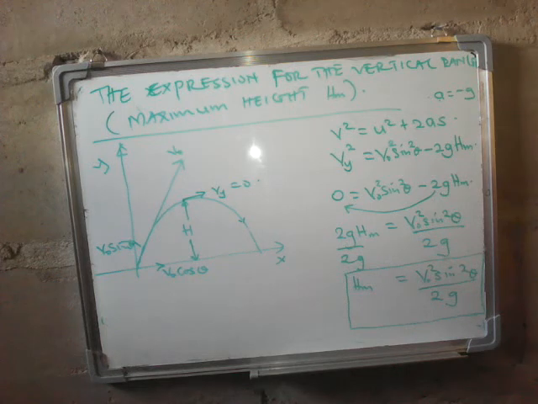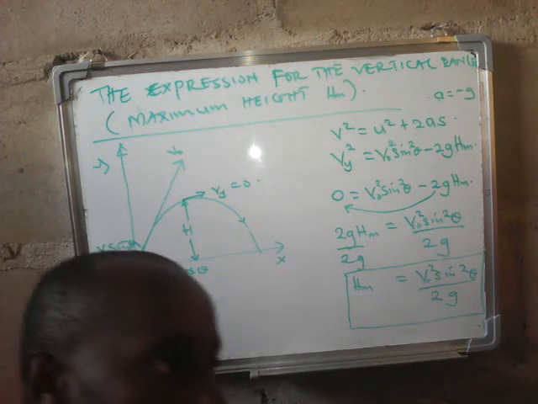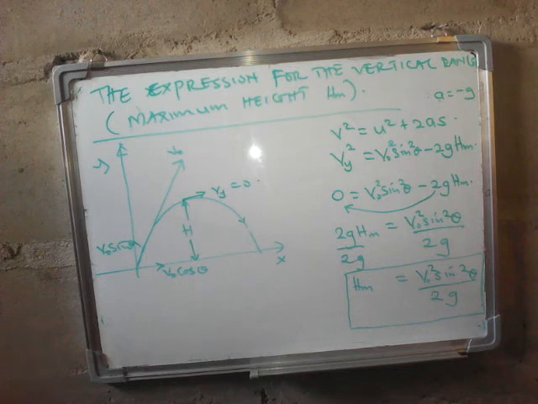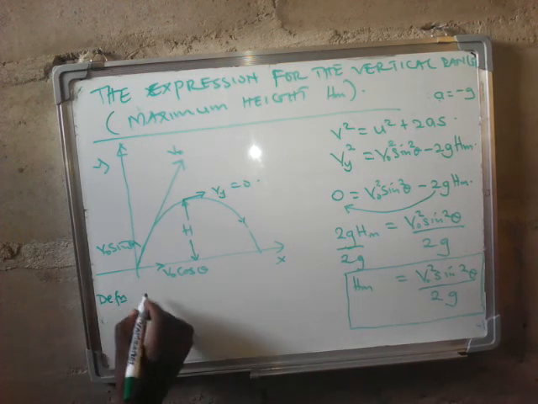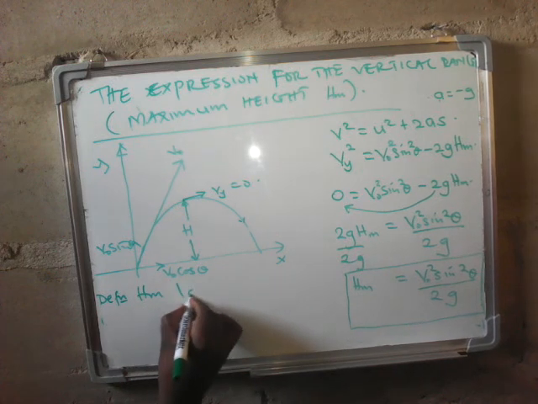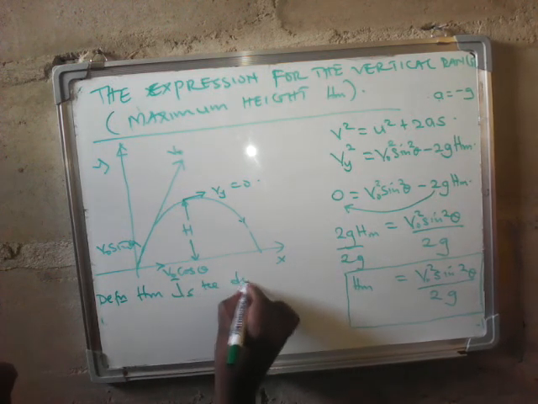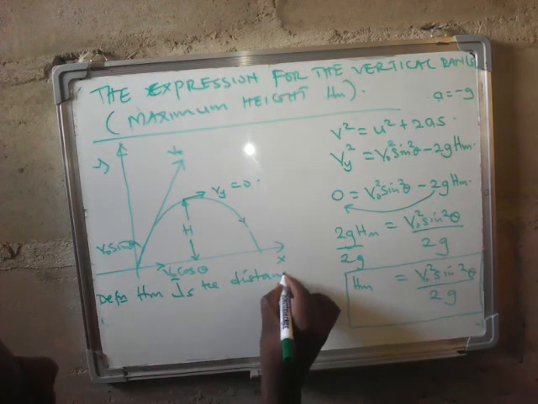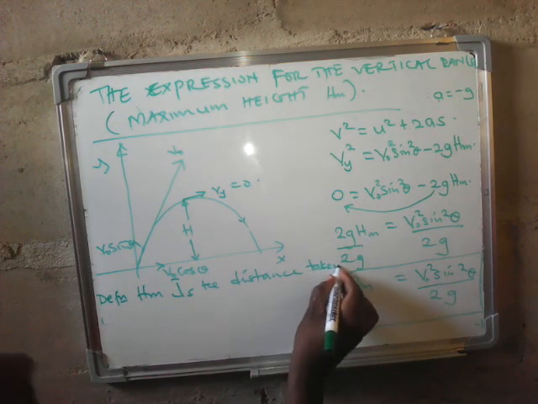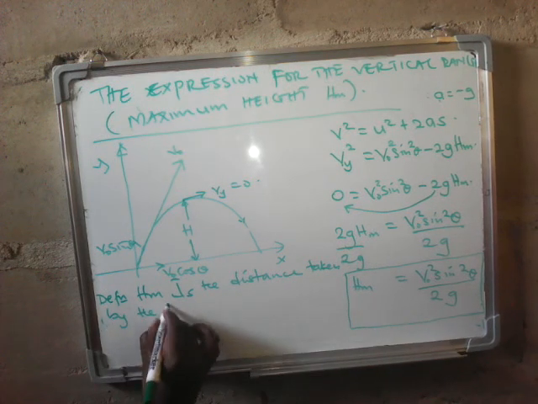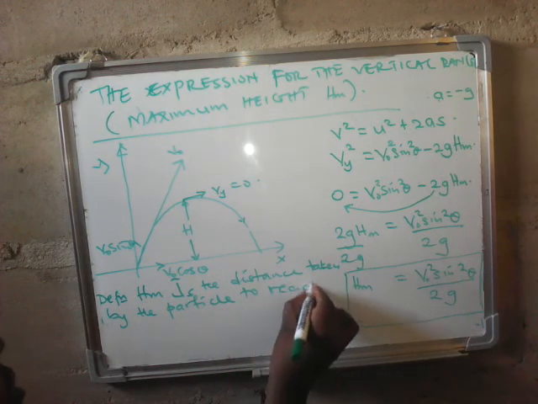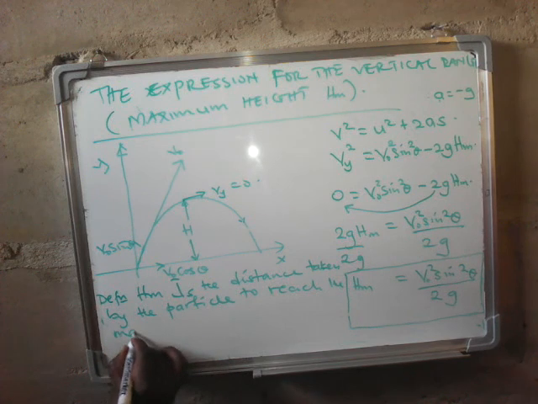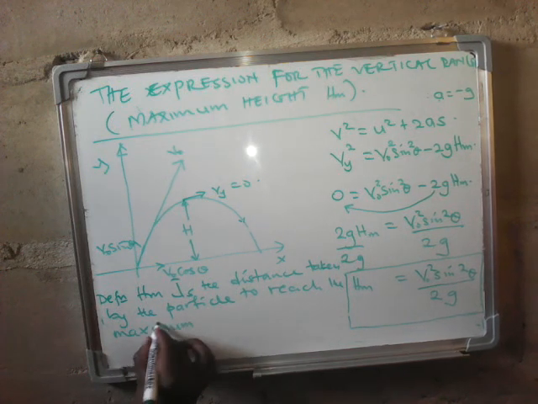So now, the vertical range, we have seen its definition: it is defined as the distance taken by a particle to reach the maximum point. The definition of the maximum height is the distance taken by the particle to reach the maximum height.